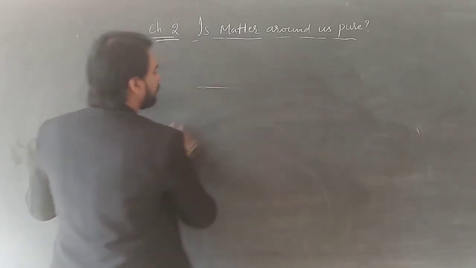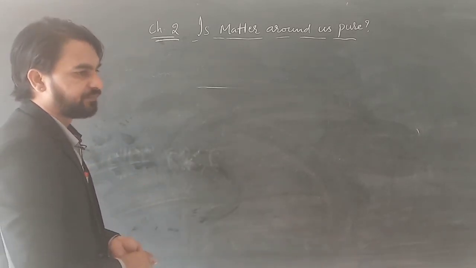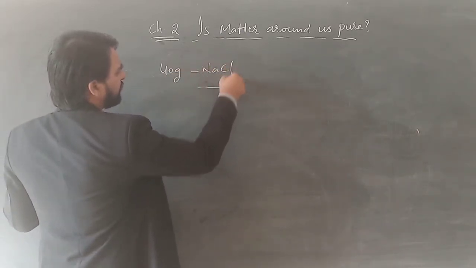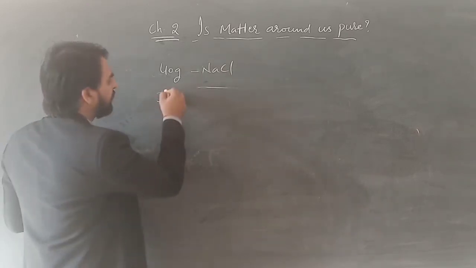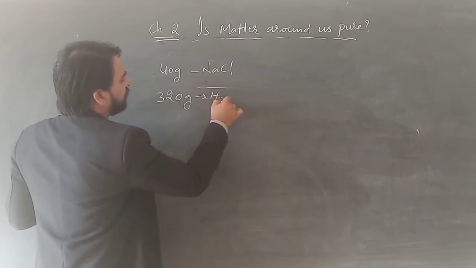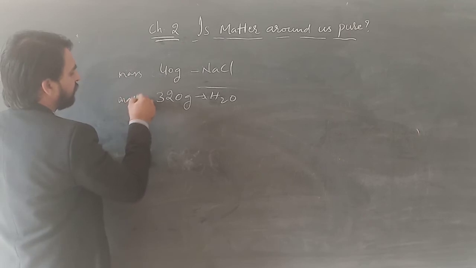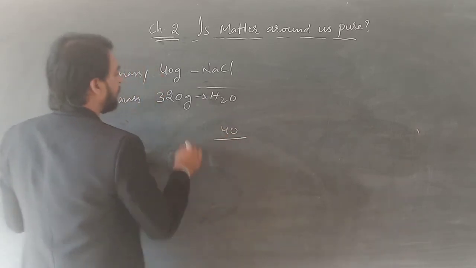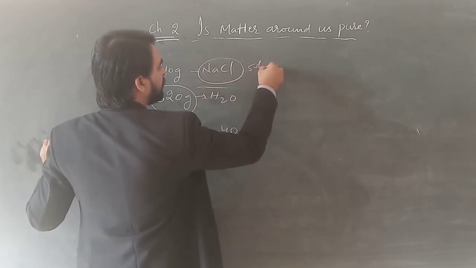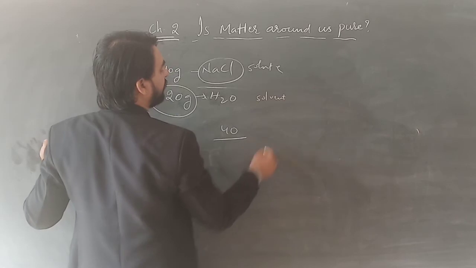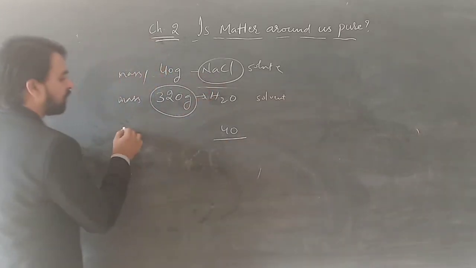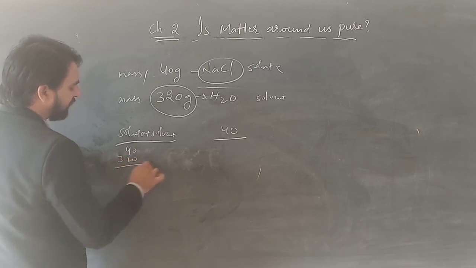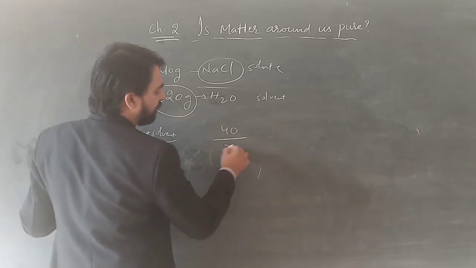Suppose we need to calculate the concentration of a given solution where I have given that 40 grams of common salt NaCl is dissolved in 320 grams of water. देखो यहां पर भी मास है और यहां पर भी मास है, both are in terms of mass and mass. So my formula is again amount of solute upon amount of solution. This is solute and this is solvent. I don't have solution, so I have to add both of them. Solute plus solvent will give me solution. So 40 plus 320 will give me 360 grams of solution.